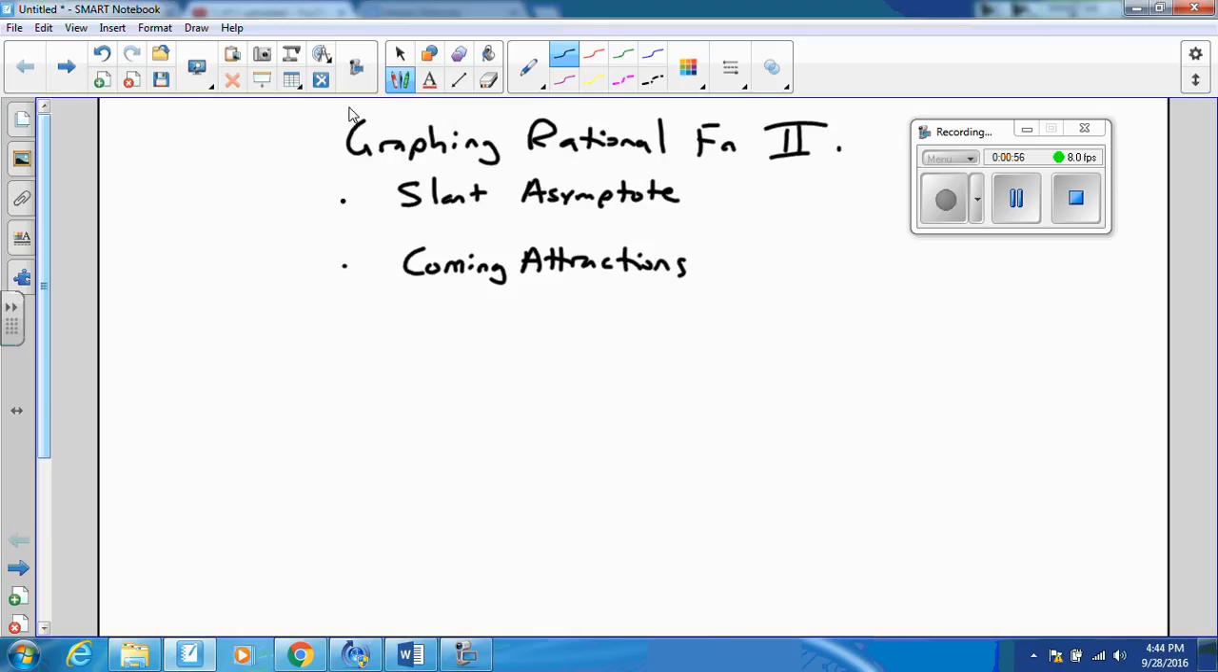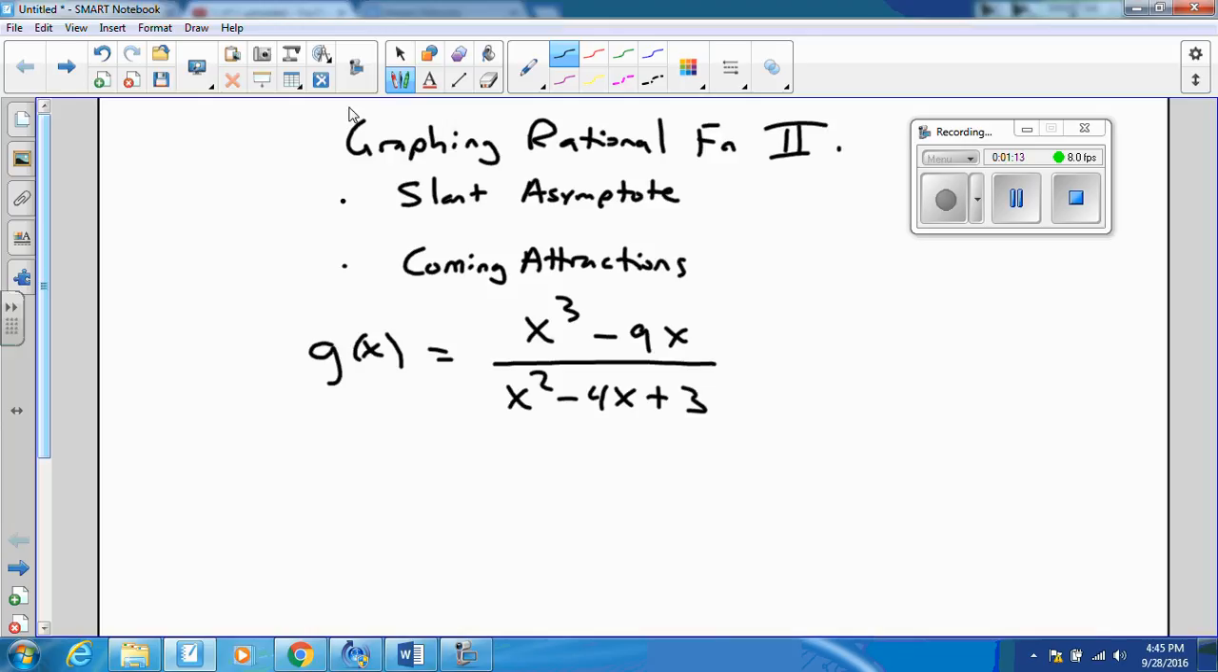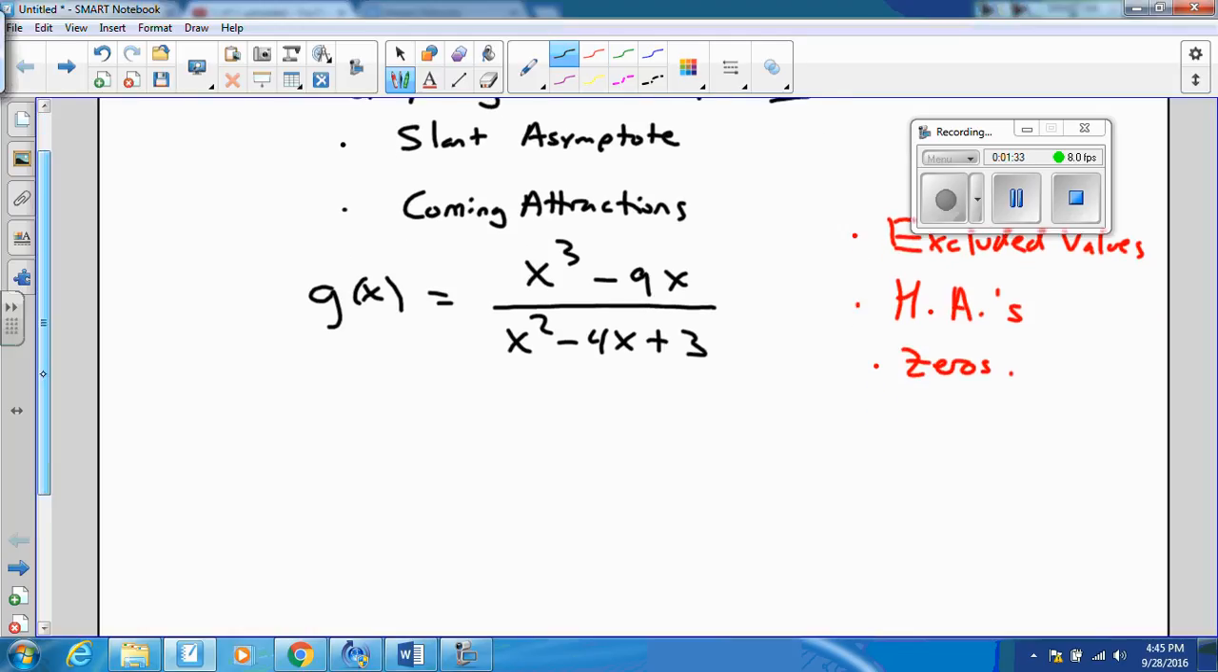Specifically, maxes and mins. And so I want to consider the function g of x equals x cubed minus 9x all over x squared minus 4x plus 3. We want to sketch this rational function using our basic framework of finding excluded values, classifying them with a limit, finding horizontal asymptotes, and finding zeros. So we're going to use the same framework we did before.